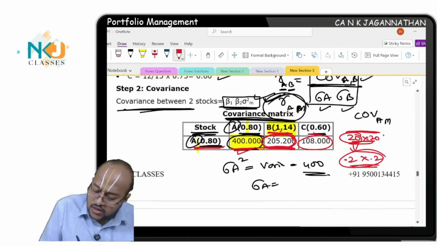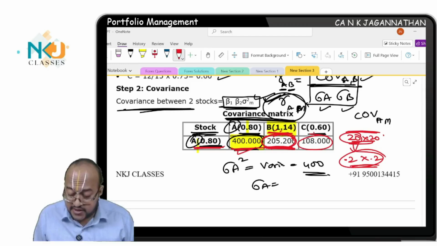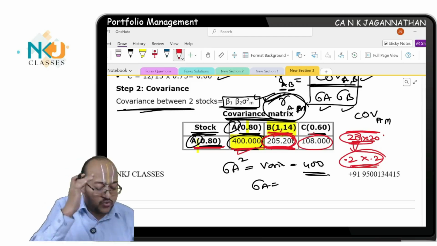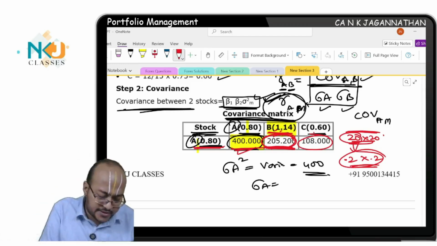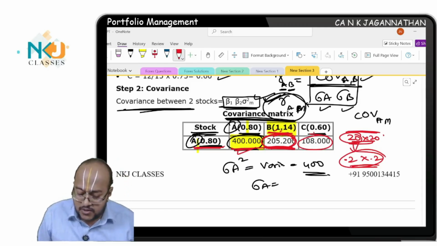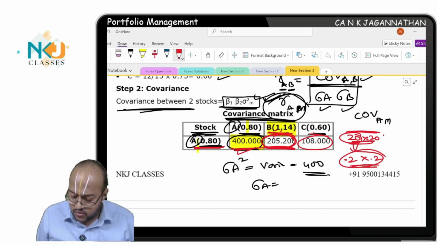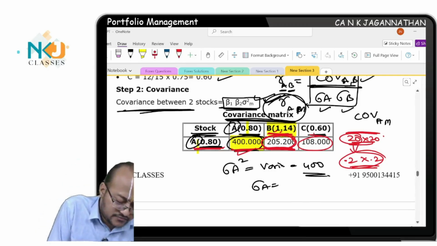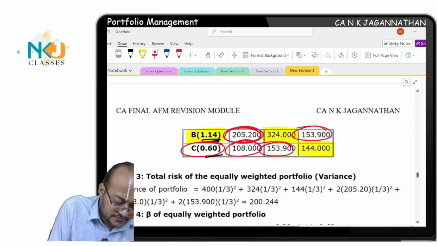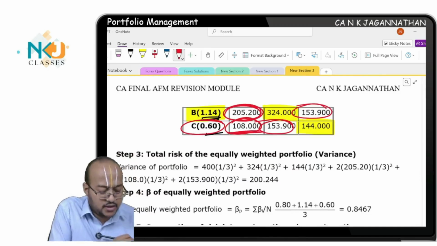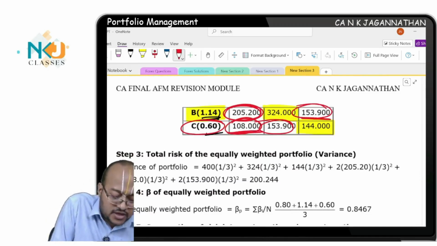How to find out? 0.8 into 0.6 into sigma m square, which is 15 percentage, so 15 into 15. The sigma m square, now 108. This is 108. Next, 153. How to find out?